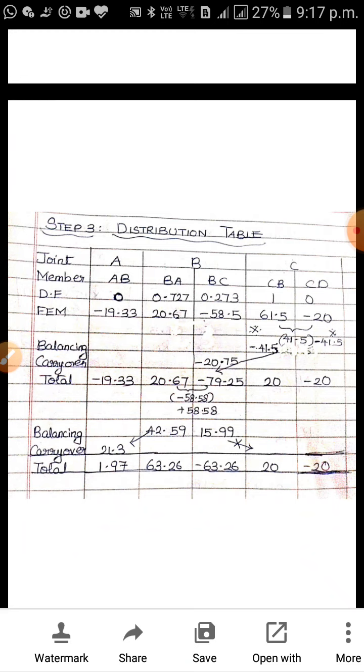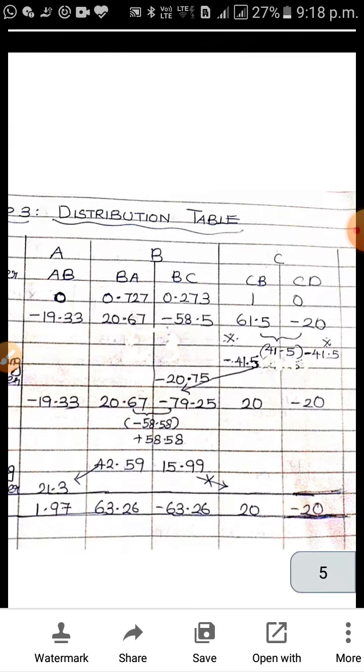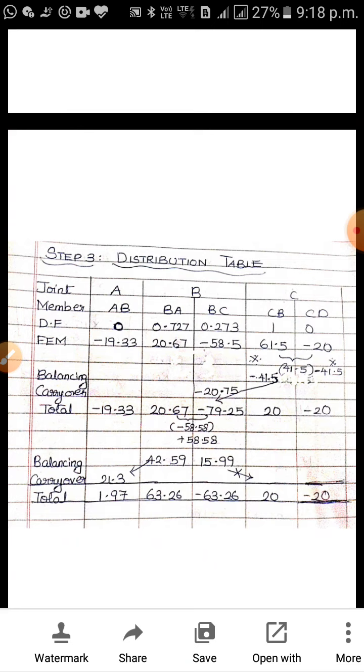After writing the fixed end moments, if you have the overhang portion, you have to be very careful. I have put an important sign here. First you have to balance the overhanging portion. So if M of CD equal to minus 20, M of CB should be equal to plus 20. First you have to balance it. So see that 61.5 minus 20 is 41.5. So apply minus sign, minus 41.5. Balancing only. So that into 1 will be minus 41.5. Here it will be 0. So do that. Then carry over from C to B. So CB to BC minus 20.75, which is half of minus 41.5.